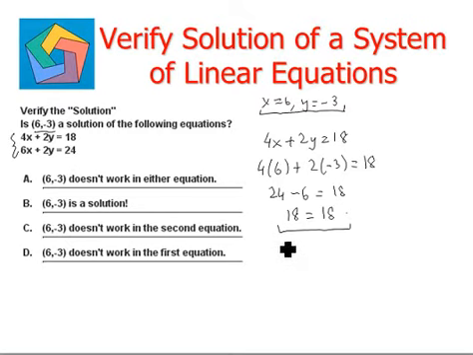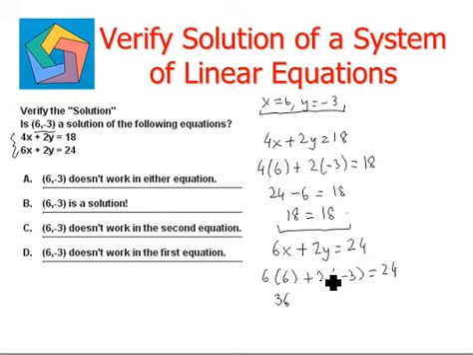Let's check out the second one. 6x plus 2y equals 24. 6 times 6 plus 2 times negative 3 equals 24. 6 times 6 is 36. 2 times negative 3 is negative 6, equals 24. So we get 36 minus 6 is 30, which does not equal 24. So this is incorrect. This is not a solution.